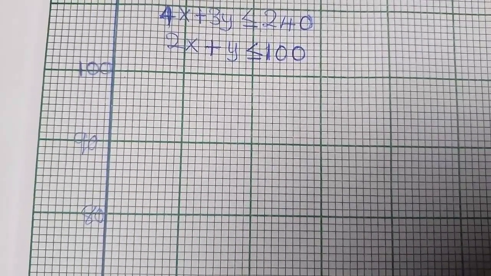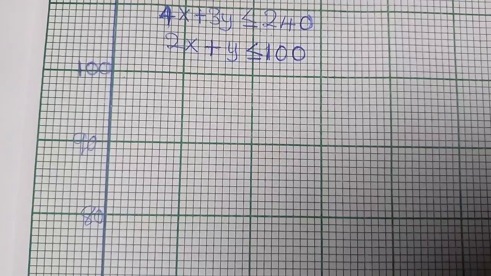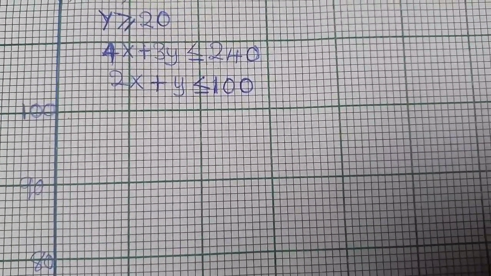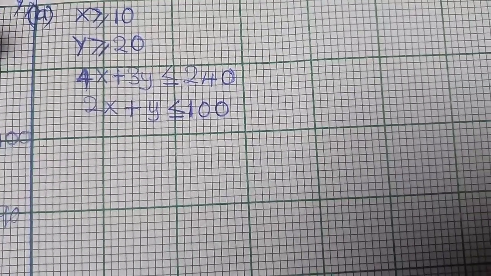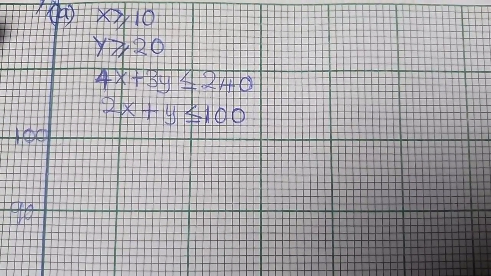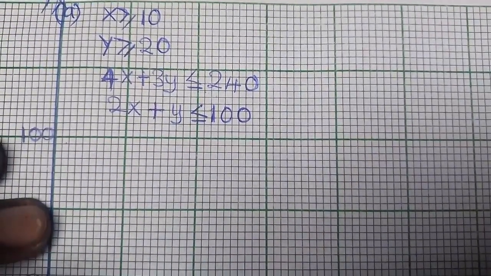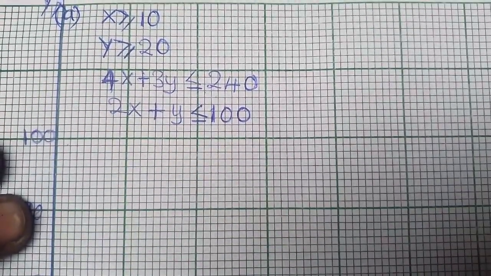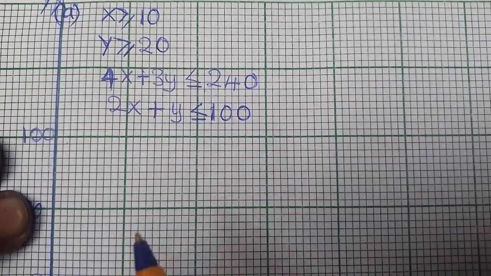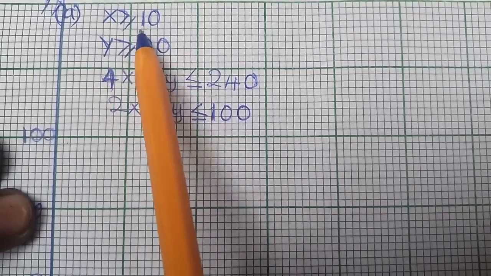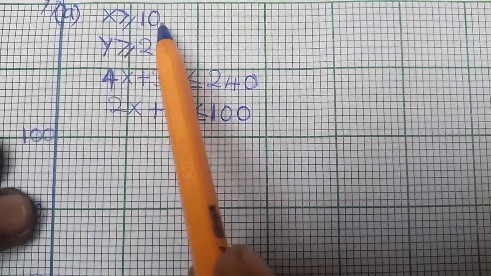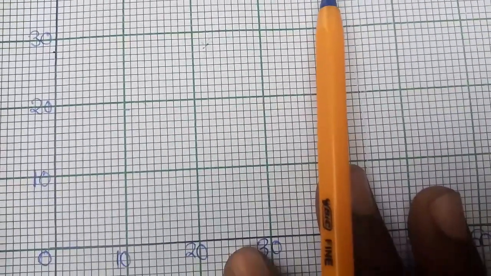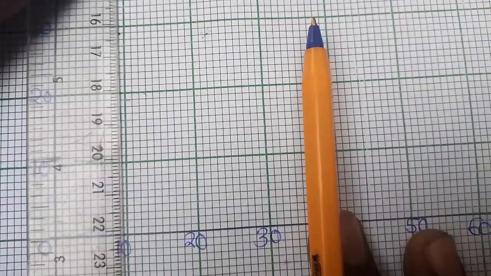The next thing is you do what? You plot now these inequalities on the graph. So these 4 inequalities here, you plot them on your graph. How can you plot these inequalities now? The first 2 are very simple, and I'm going to show you how we do them. You go where x is 10. Where is x 10? X 10 is here. You put a line like this.